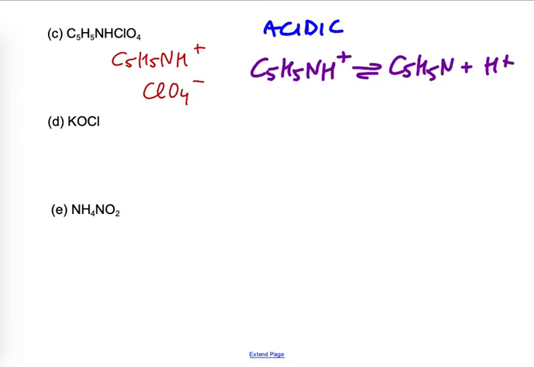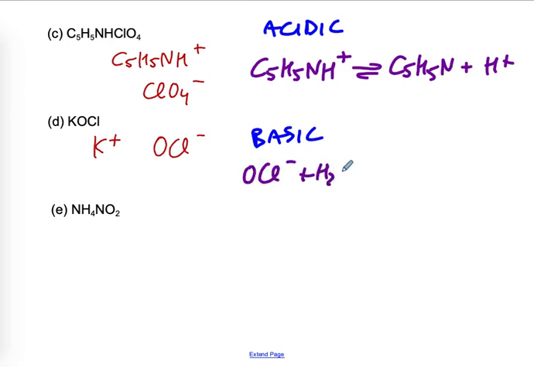KOCl, you can look at that and recognize that it's made up of potassium cations, which having a low positive charge will be neutral, and OCl minus hypochlorite anions. Because hypochlorite is the conjugate base of the weak acid hypochlorous acid, it will be a stronger base than water. Therefore, this will be a basic solution. Hypochlorite will undergo basic ionization to form hypochlorous acid plus hydroxide. That's what makes it basic.